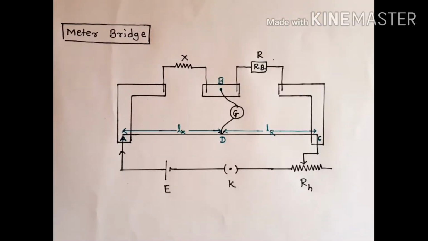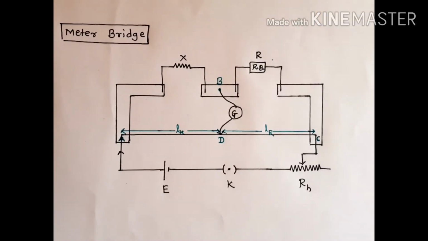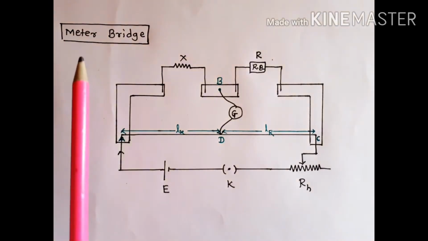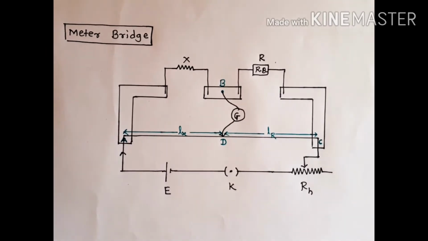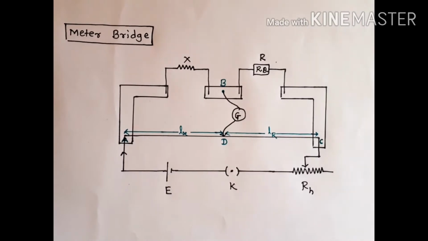Hi students, today we are going to discuss the next point of current electricity. It is a meter bridge. A meter bridge is an electrical device used to determine the value of an unknown resistance. It is based on the principle of Wheatstone's network.